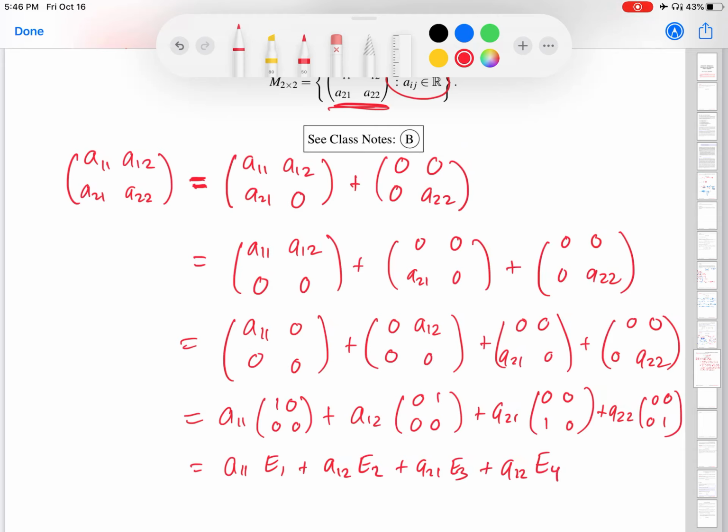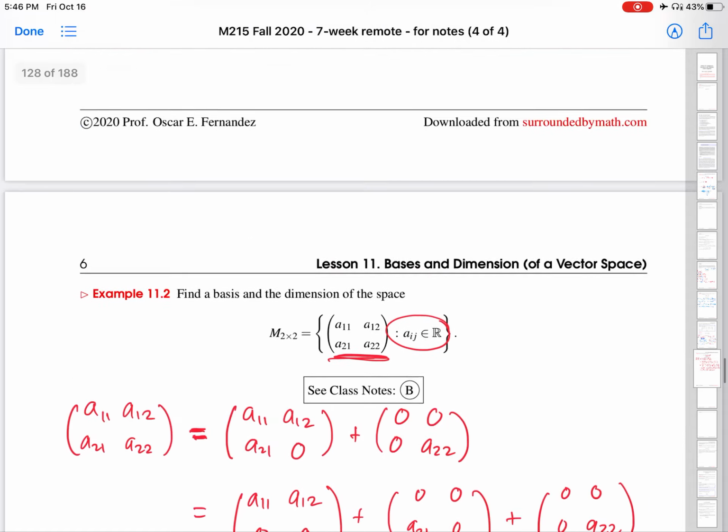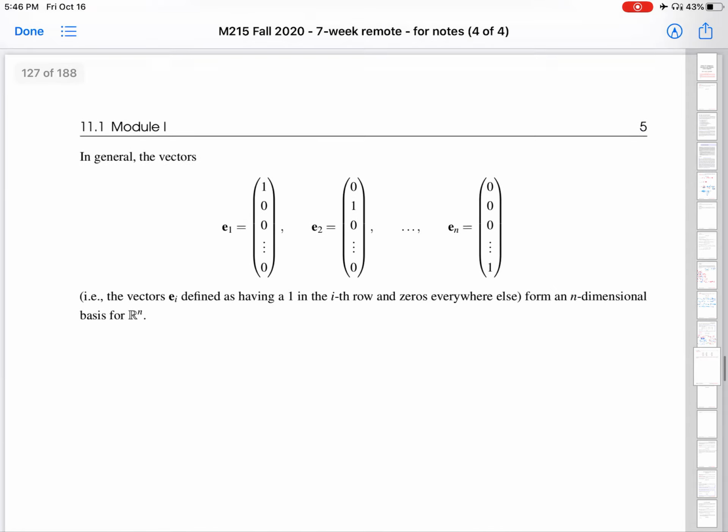I'm choosing to do that because I want you to be reminded of the basis vectors for Rn. So I'm just going to scroll up and remind you what those are. So here they are, right? This is after the previous video. So this is the sort of canonical basis for Rn. What we mean by that is the simplest basis you could think of. There are many, many other bases for Rn.